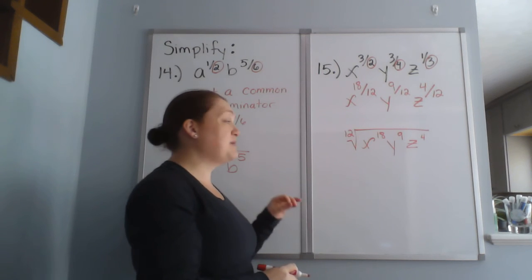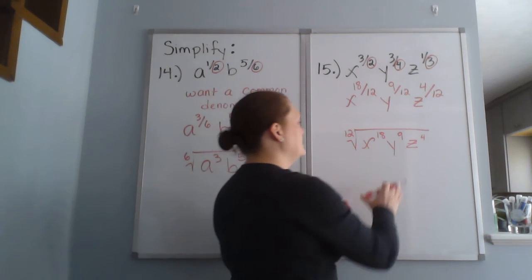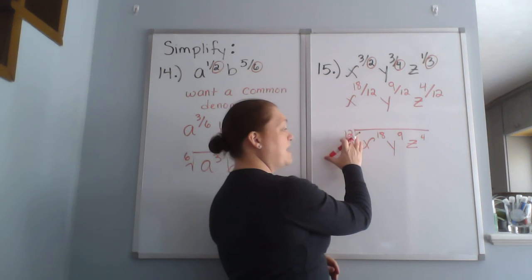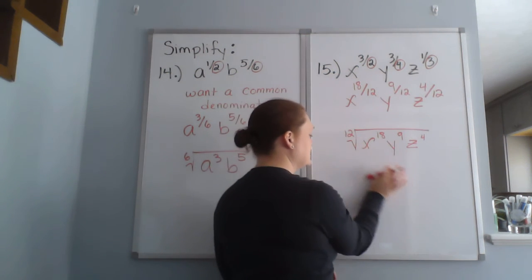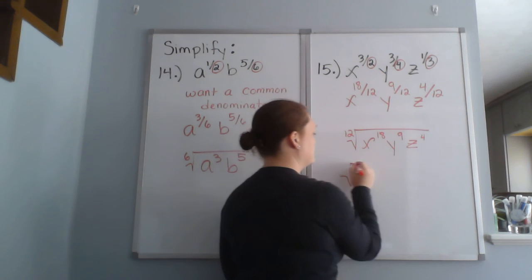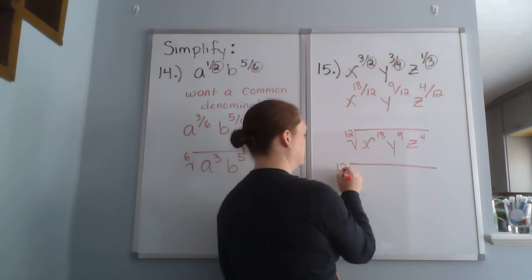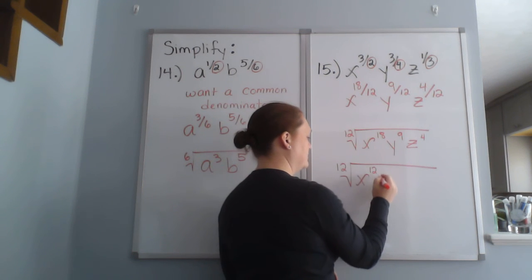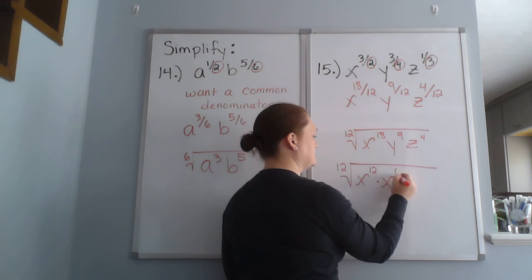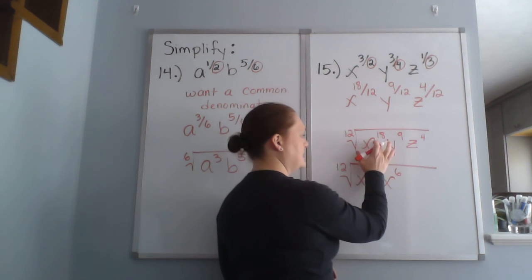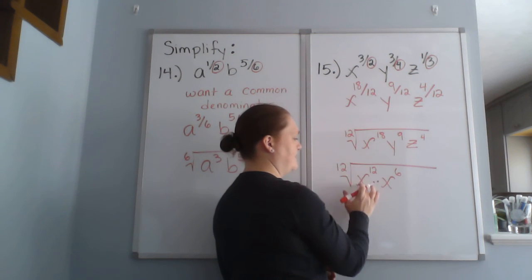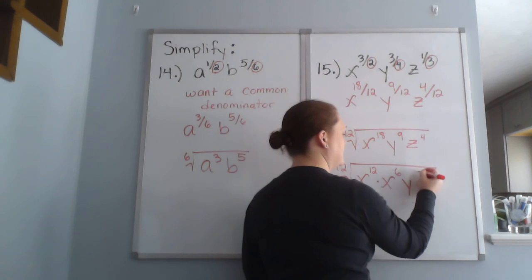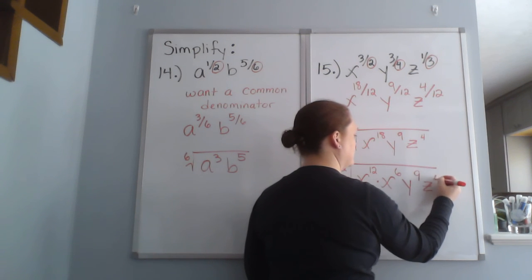Okay. The only problem is I have an exponent here that's bigger than the index, so that part's going to reduce. So I need to continue to reduce here. I'm going to split this x to the 18th into an x to the 12th times an x to the 6th, because those two would add to 18, and I can do the 12th root of x to the 12th because the exponent and the index match. Then keep the y to the 9th and the z to the 4th.